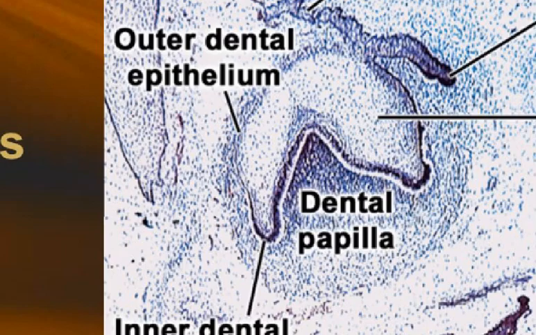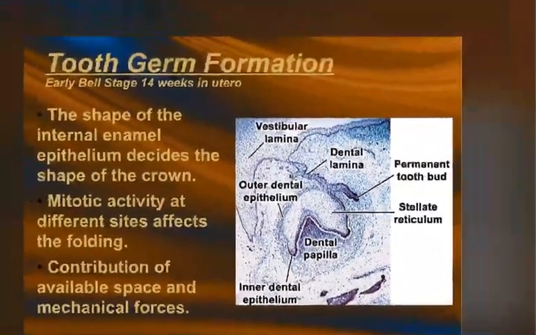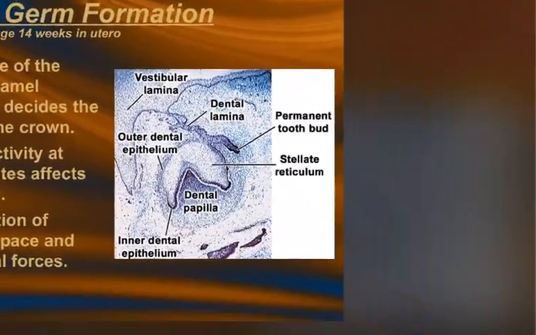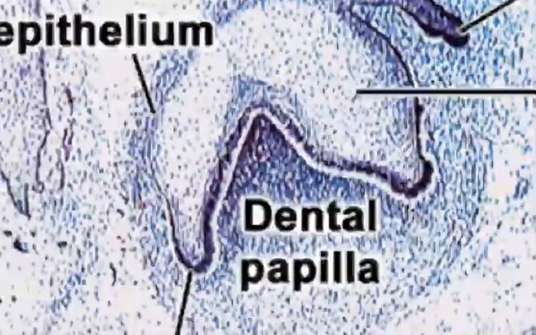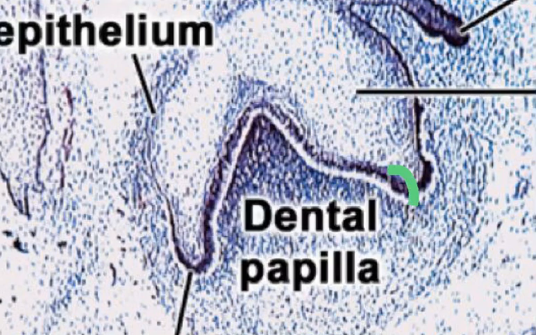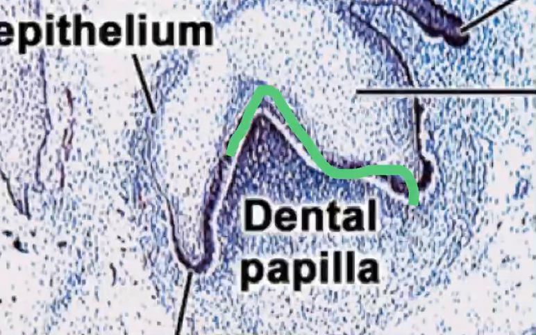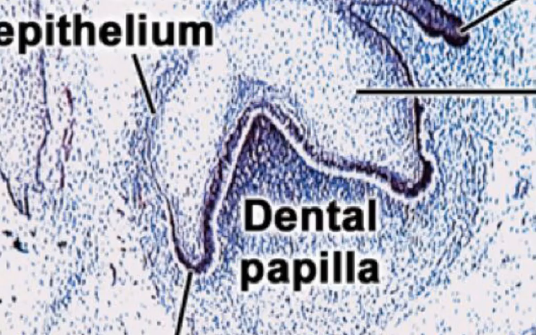So this is called early bell stage. Early bell stage, when you can predict the shape of the tooth. The folding pattern of the internal enamel epithelium predicts the shape of the tooth. When you see that, then it's early bell stage.